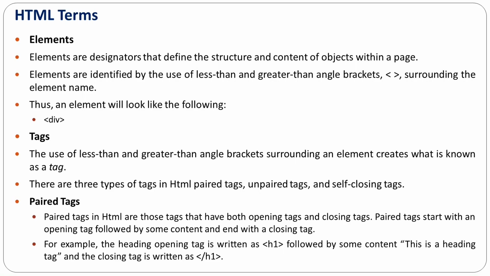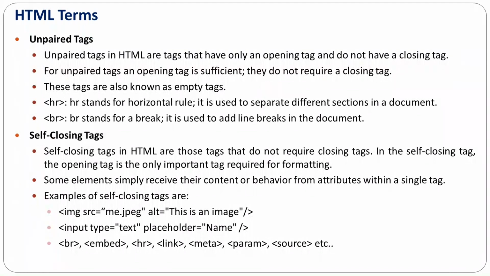When you are writing HTML tags, they are categorized in three formats: paired tags, unpaired tags, and self-closing tags. What are paired tags? Paired tags in HTML are those tags that have both an opening tag and a closing tag. A paired tag starts with an opening tag, followed by some content, and then a closing tag.